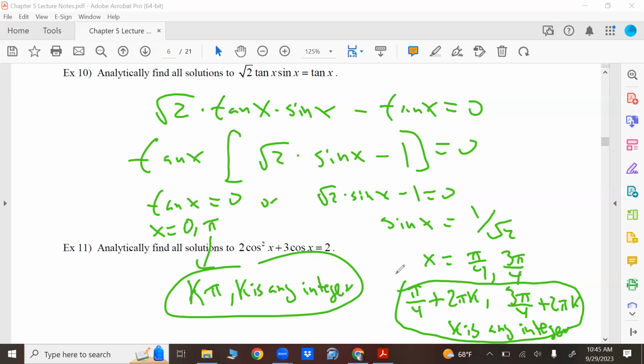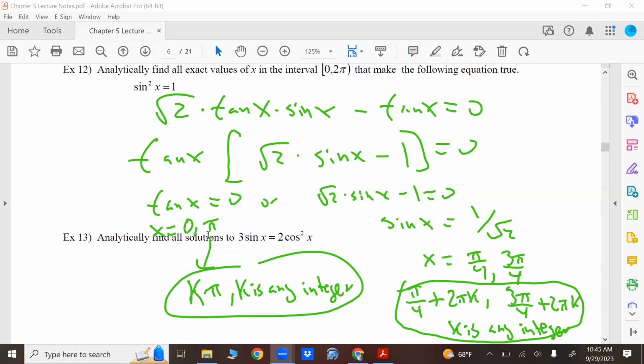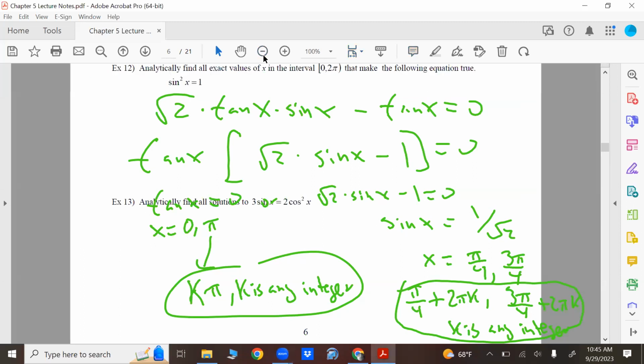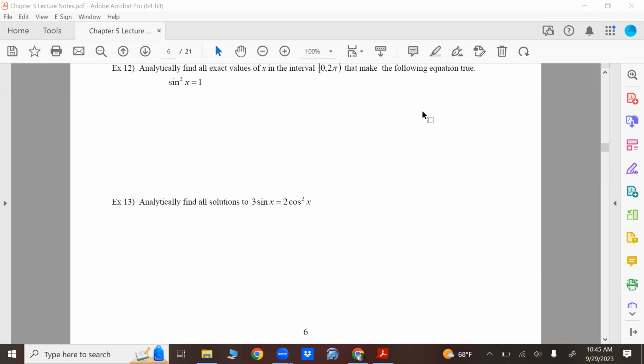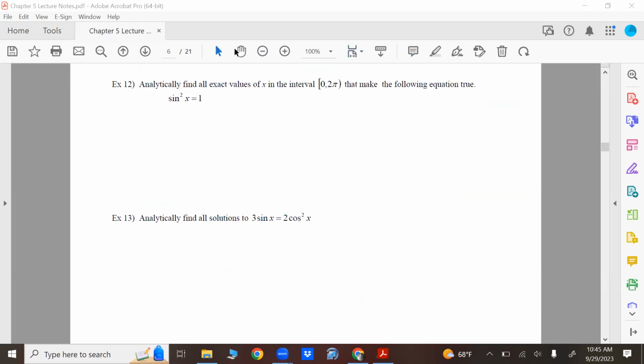Go and work on 10, 12, and 13. I'll just read my screen and work on 12 and 13. You don't have to do this out because you already did it.